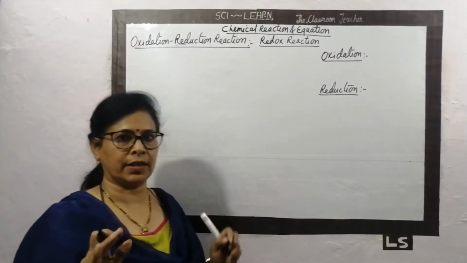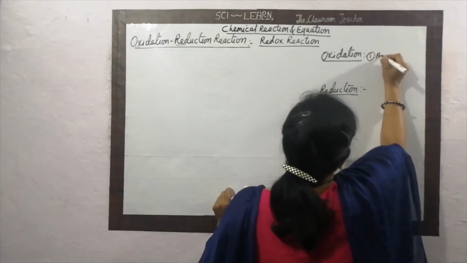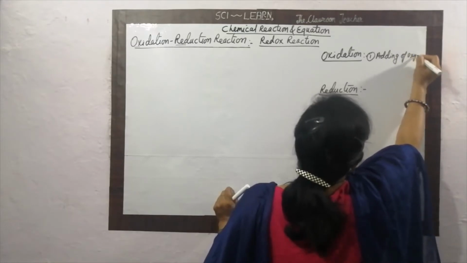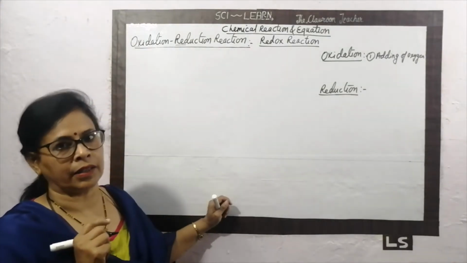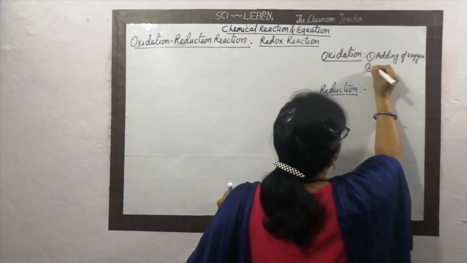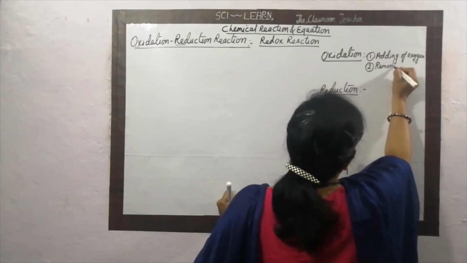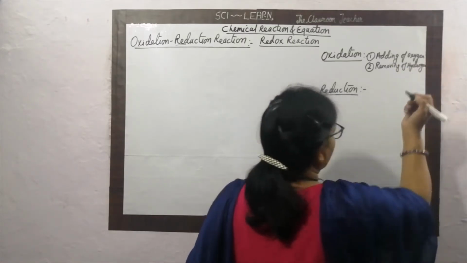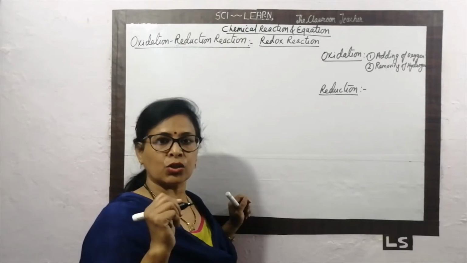There are two conditions for oxidation. In any chemical process, if oxygen is added, then the process is called oxidation. If oxygen is added, something has to be removed: hydrogen is removed. So if in any chemical process oxygen is added or hydrogen is removed, then the reaction is called oxidation.